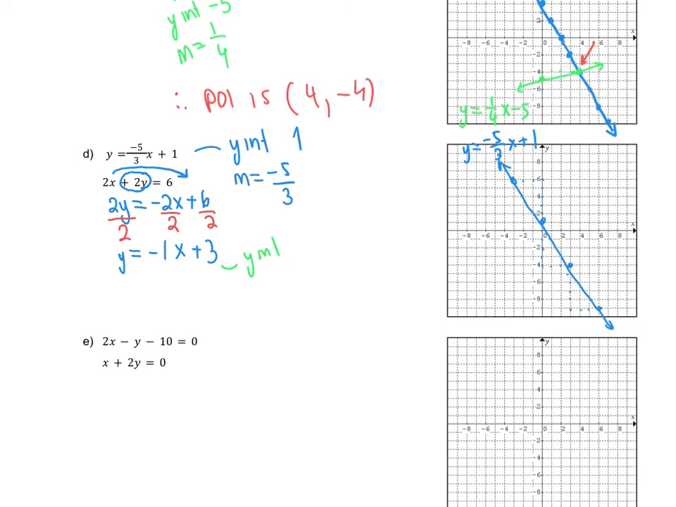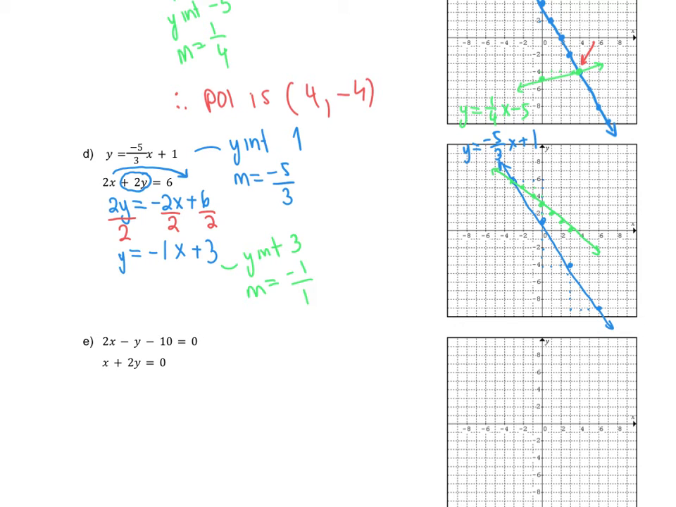So my y-intercept is 3. My actual slope is negative 1 over 1. So 3 is right here, and then down 1, right 1. Down 1, right 1. Now as I'm applying the slope, I'm getting further and further from my line. So I'm going to switch directions and go up 1, left 1, up 1, left 1. And now I've reached my other line. So I'm going to connect the dots.